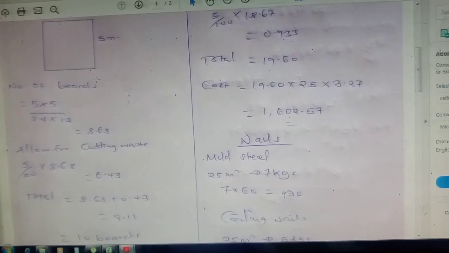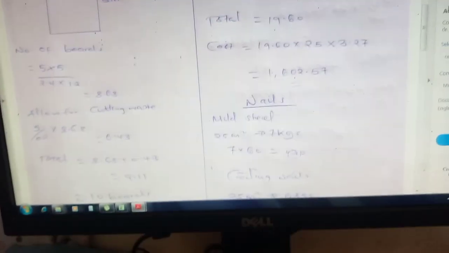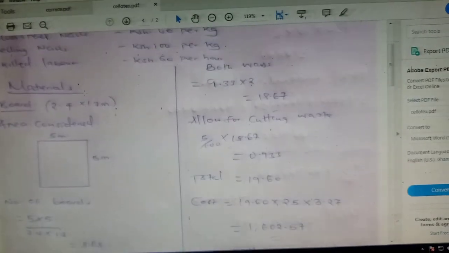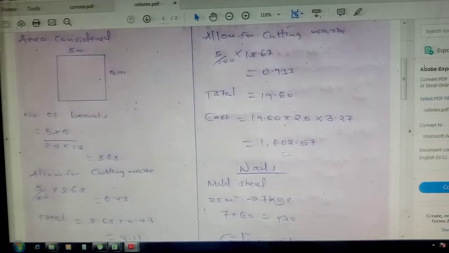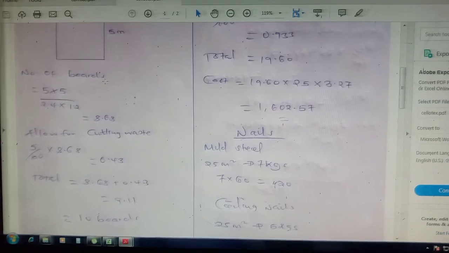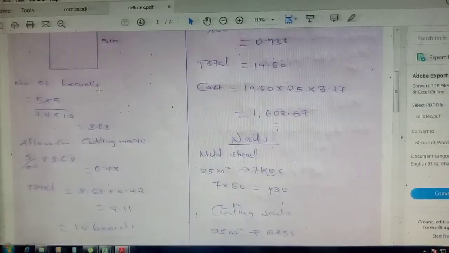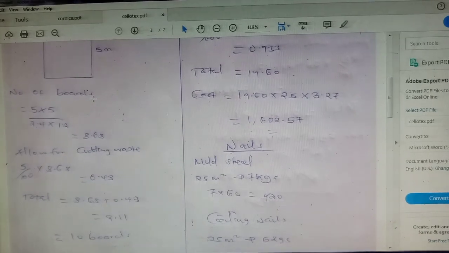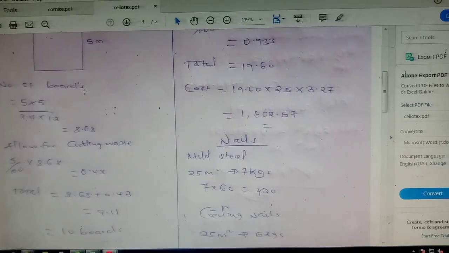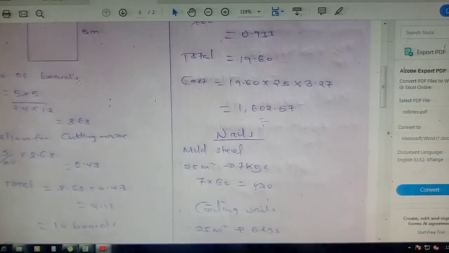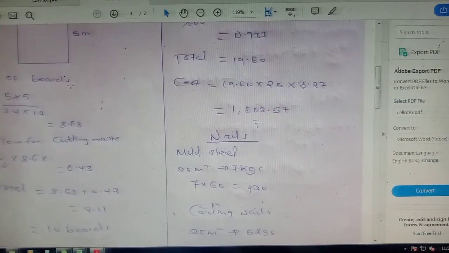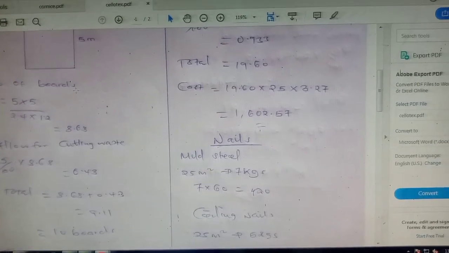So I think you've understood why I've multiplied by 3.27. That is the end of the softwood that is to be used. Then we go to nails. We will have two categories of nails: mild steel nails and the ceiling nails. A relevant assumption says that for 25 square meters you'll use around 7 kgs of nails. So you take that 7 kgs, multiply by 60, which was the cost of 1 kg of nails, and you get 420. That is the cost of the nails.